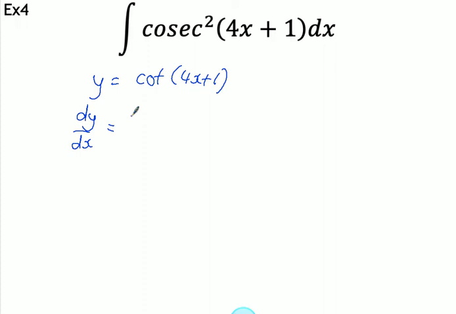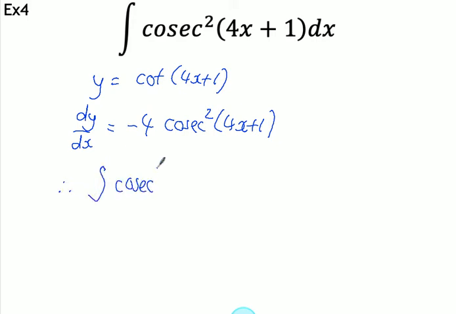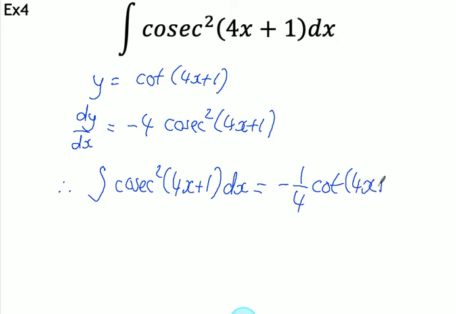And then I'm going to use the chain rule to differentiate this, which will give me -4 cosec squared 4x plus 1, which is nearly correct. So now I can say that the integral of cosec squared 4x plus 1 with respect to x is -1/4 of cot 4x plus 1 plus my constant.